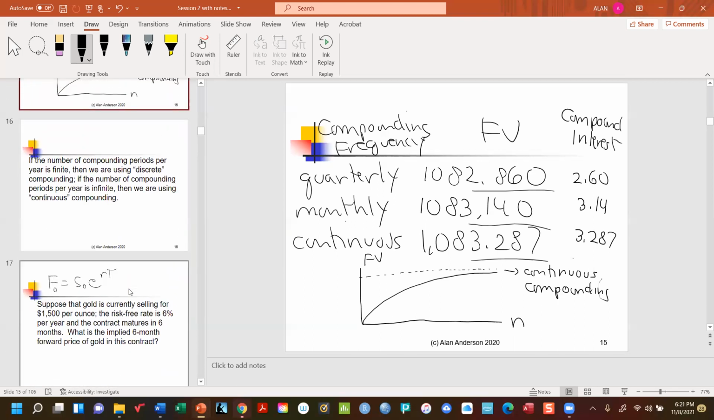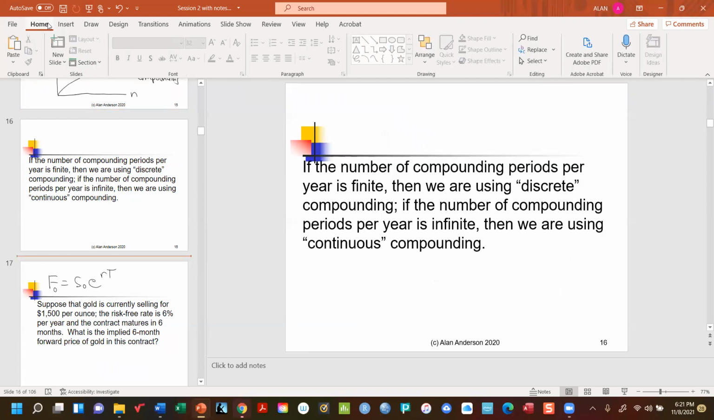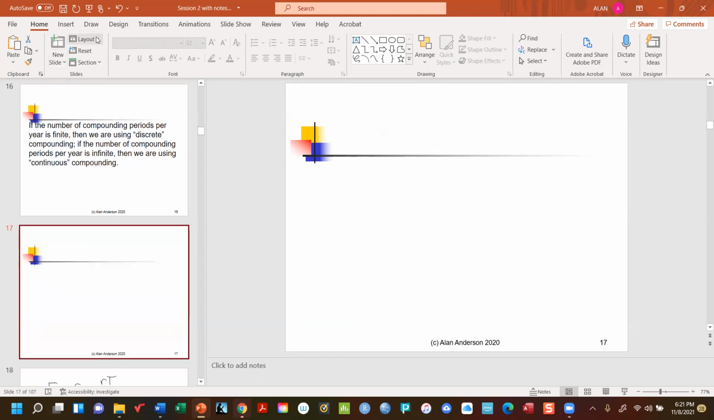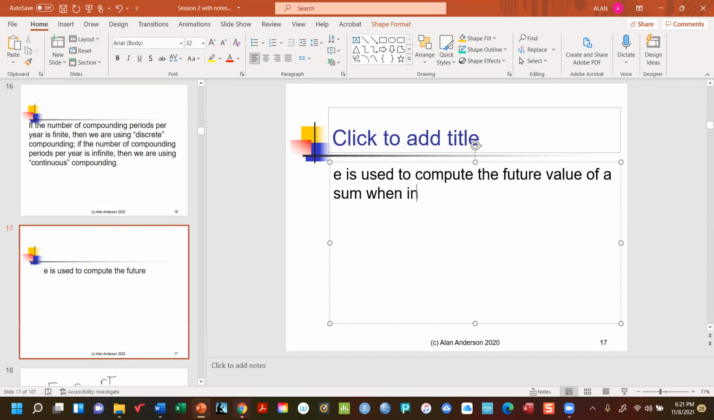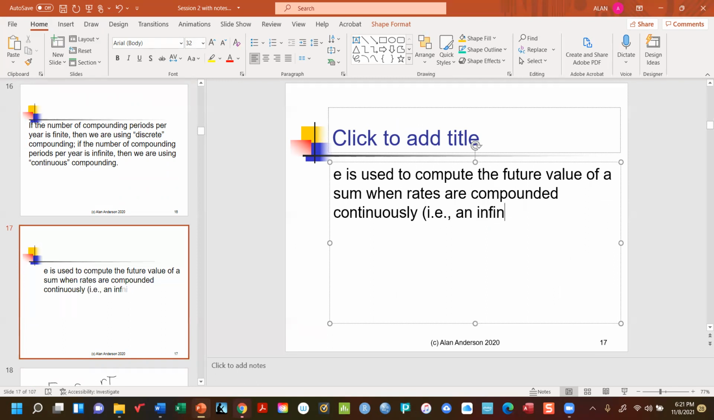Okay, so the bottom line here is that e is being used to compute the future value of a sum when rates are compounded continuously. In other words, an infinite number of times per year.